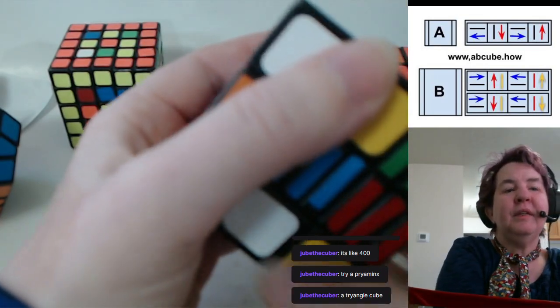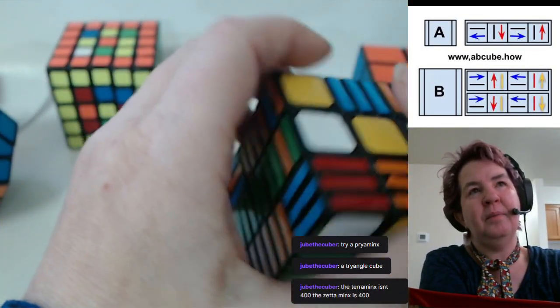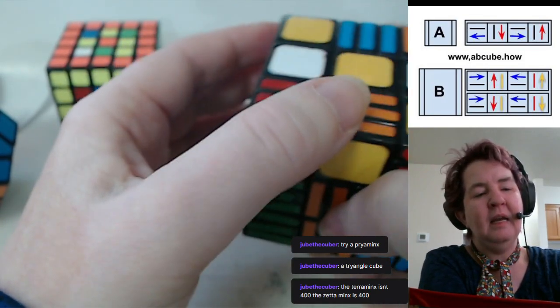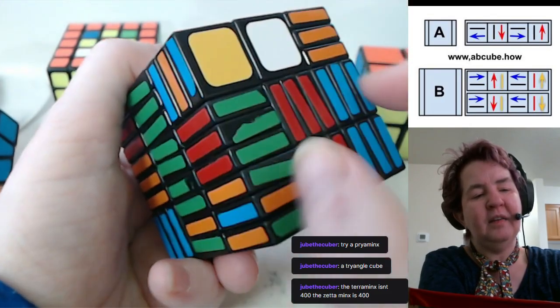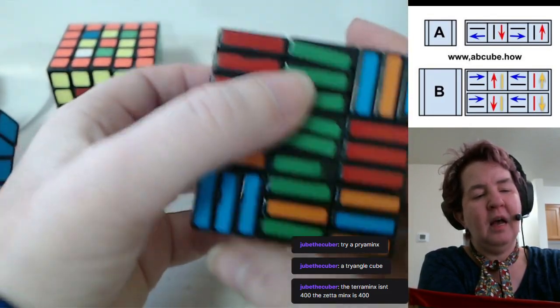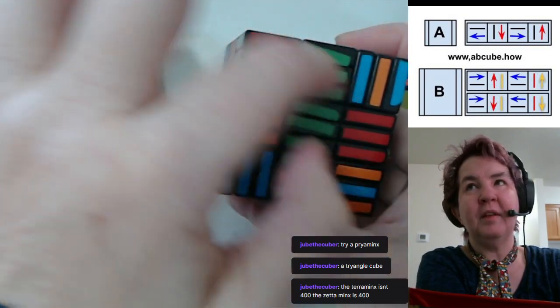The only way to really scramble this, because the 3x3 side is not the same layers as a 9x, is I have to first solve it by shape so that I can rotate the center pieces. So I'm going to solve this by shape so that I can further mess up the 9 side.